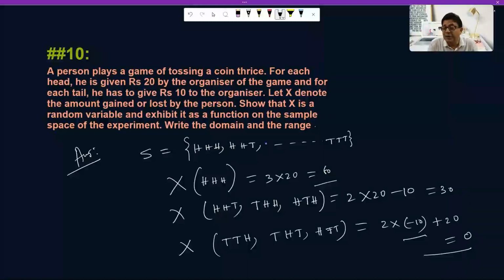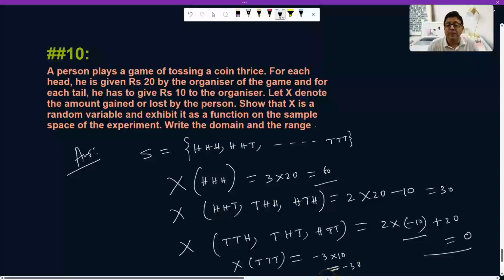Clear? Domain is what then? And then another case I forgot to tell you here. Let me finish it: tail, tail, tail. Expectation negative, he is losing the game. All 3 times he is getting tail only. This will be minus 30. Rupees 30. Okay? This is of course a probability distribution.